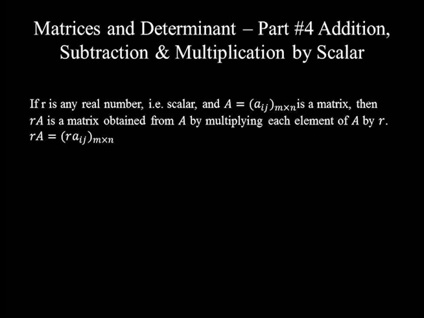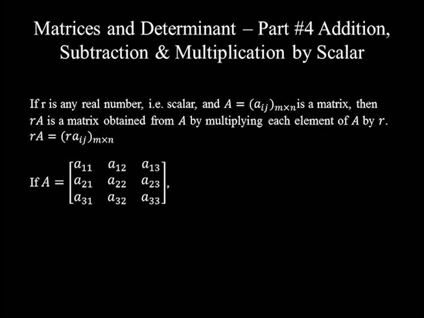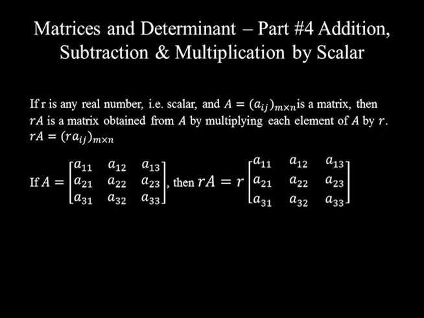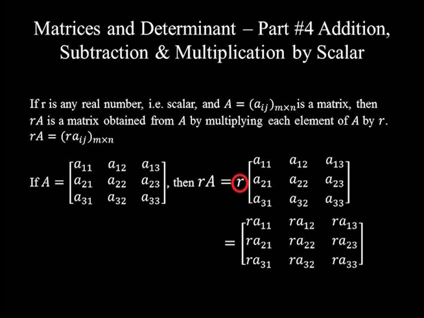Let me elaborate this definition by using a matrix. If A equal to 3 by 3 matrix having elements expressed in the form A sub ij, then RA equal to R times matrix A. This R outside the bracket multiplies each and every element of matrix A.